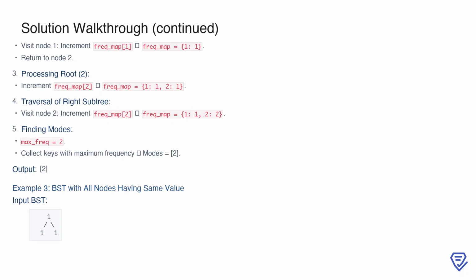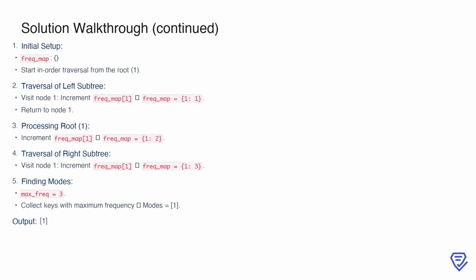For the third example, the BST is structured such that all nodes have the same value of 1, making this a straightforward case. Here, the BST has 1 as the root, with both its left and right children also being 1. Starting with an empty frequency map, we begin the in-order traversal.